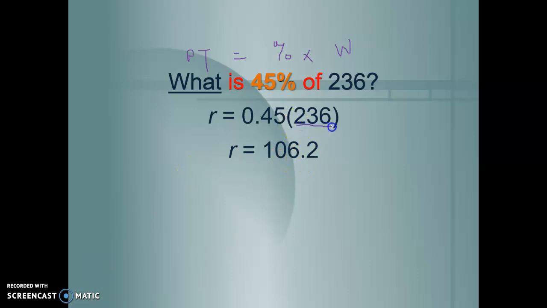That should be logical. We want to go back and check to make sure our answer is logical. 45% is almost 50. And by looking at this, we should be able to figure out that 50% is 118. So our answer should be a little bit less than 118, which it is.